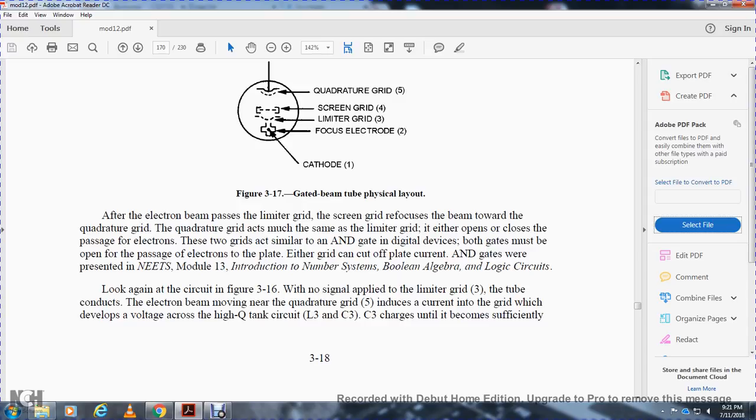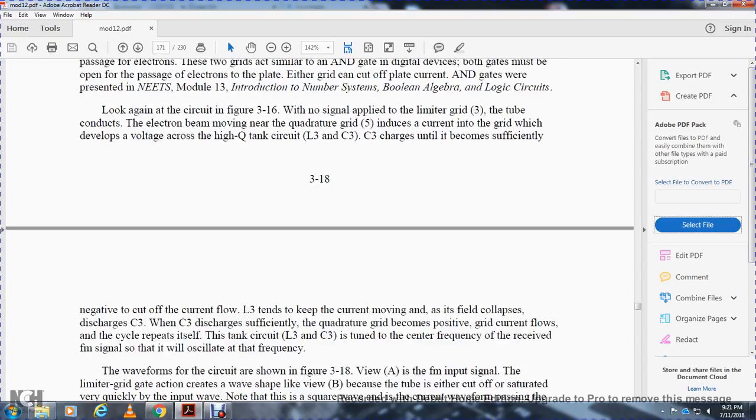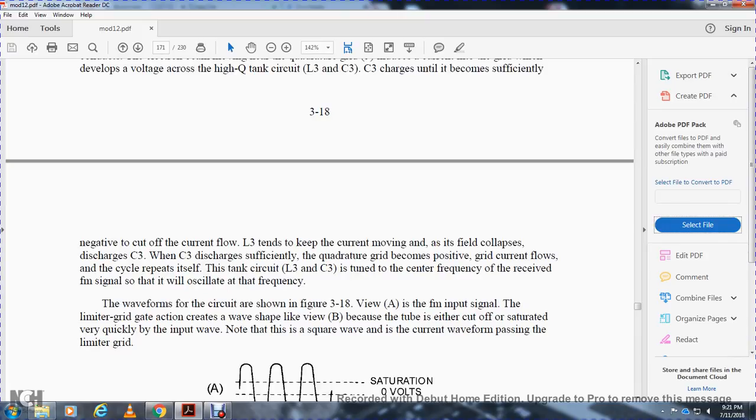With no signal applied to the limiter grid of the tube, the tube conducts and the electron beam moves to the quadrature grid. This induces current into the grid, which develops a voltage across the high-Q tank circuit. Capacitor 3 charges until the voltage becomes sufficiently negative to cut off the current flow. Inductor 3 tends to keep the current moving as its field collapses, discharging capacitor 3. When capacitor 3 has discharged sufficiently, the quadrature grid becomes positive, grid current flows, and the cycle repeats itself.